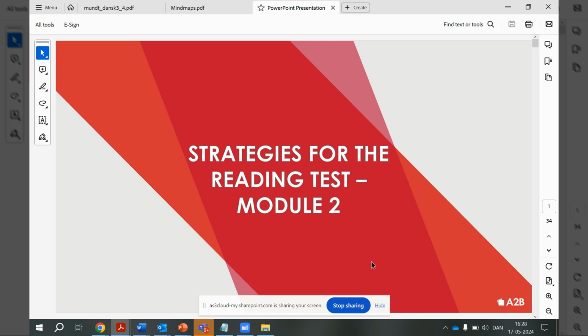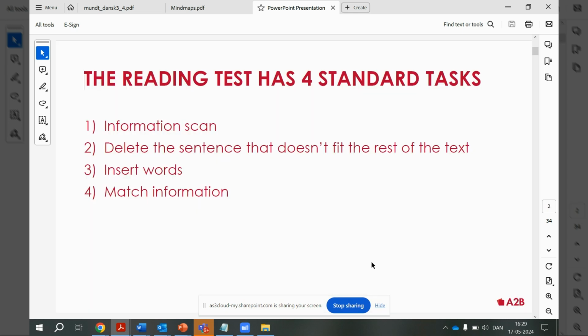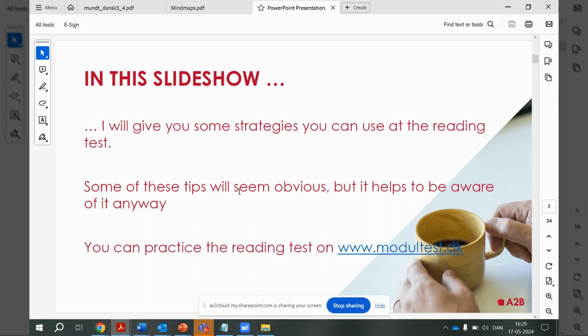Hello, I just thought I'd give you some reading strategies you can try out when you practice for the reading test. As you know, the reading test for Module 2 has four different tasks: information scan, delete the sentence that doesn't fit the rest of the text, inserting words, and matching information with some questions. So, as I said, I'll give you some reading strategies you can use when you do the test.